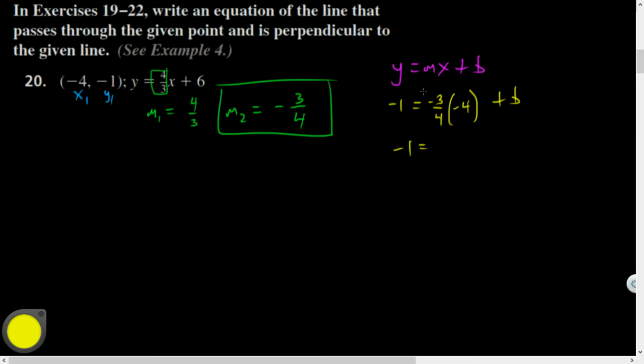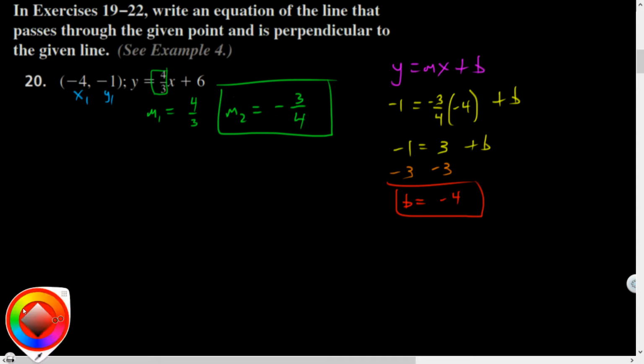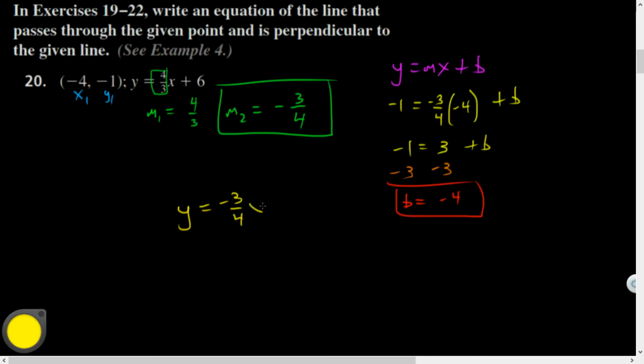Negative 1 equals negative times negative is positive. The 4's cancel out. That's just 3 plus b. Subtract 3 from both sides. How's your algebra getting? You're getting good at solving equations? We'll have plenty of practice these next few chapters. Don't you worry. Oh, b is equal to negative 4. So now that I know the m and the b, I can write my equation: y equals negative 3/4 x minus 4.